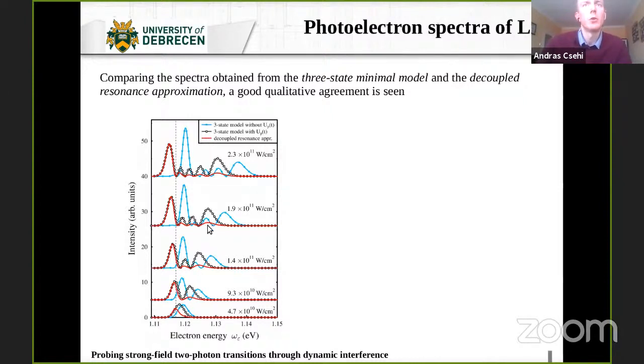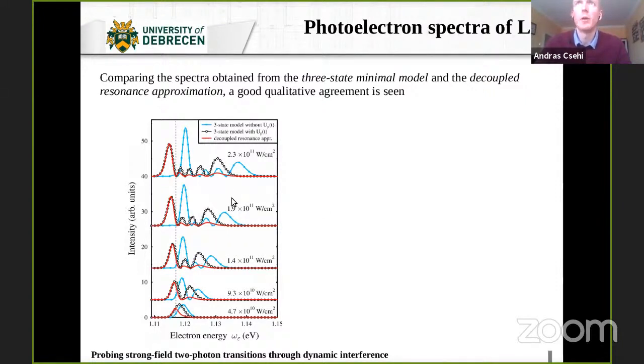What is shown here, these intensities are chosen, and the spectra are artificially shifted apart from each other for visualization. So these intensities are chosen from the previously shown contour plot such that integer numbers of Rabi cycles are induced. So here 1, 2, 3, 4, and 5 Rabi cycles are induced, and the number of subpeaks is the same as these numbers in these spectra.